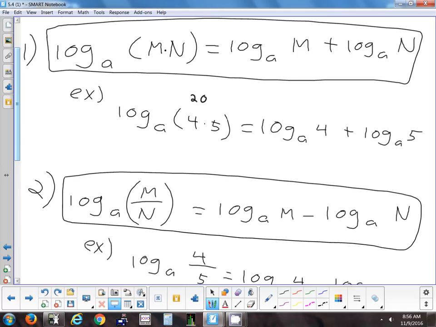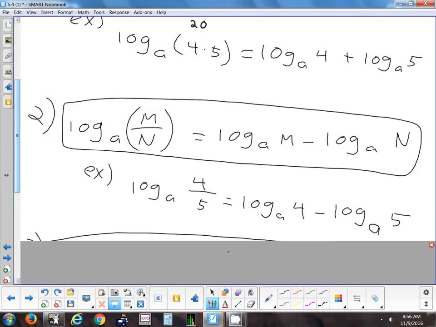Okay. So here's the same type of example with numbers. Log base A of 4/5 equals log base A 4 minus log base A of 5.